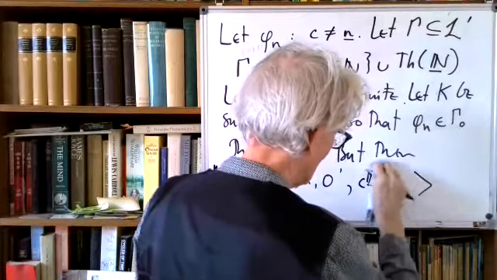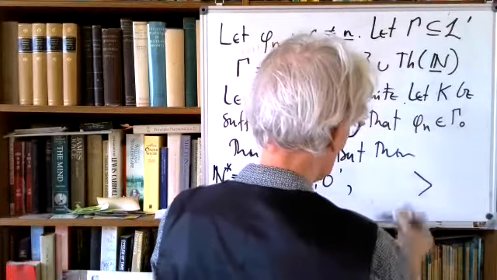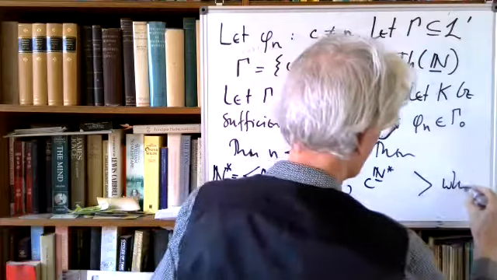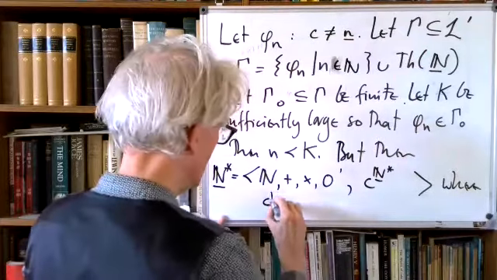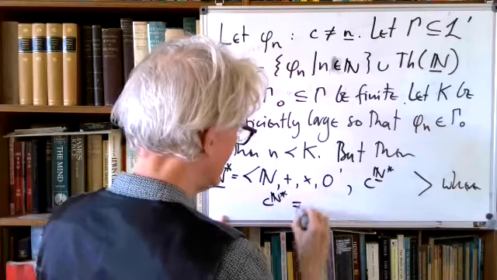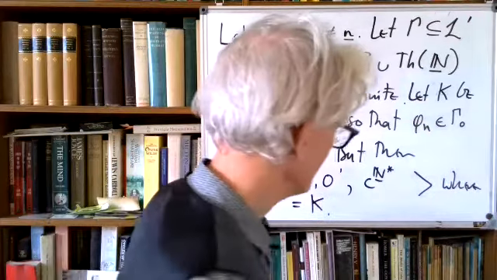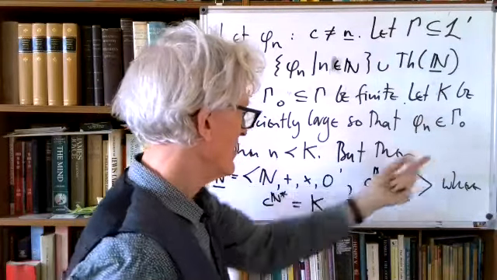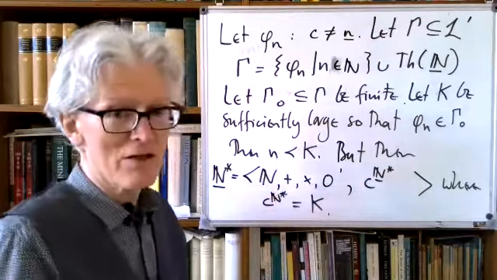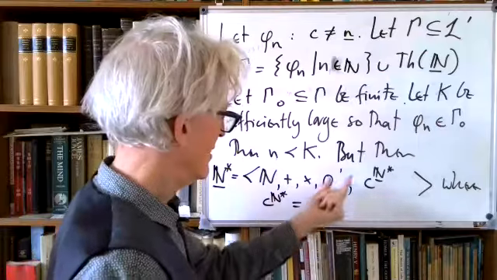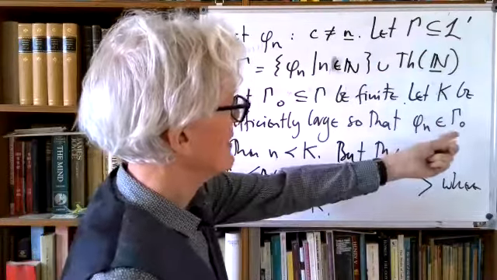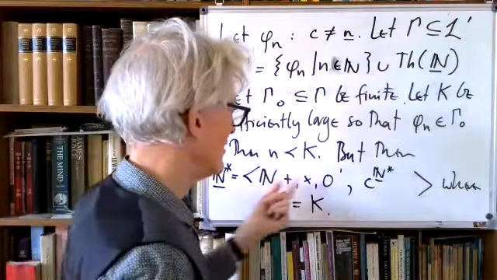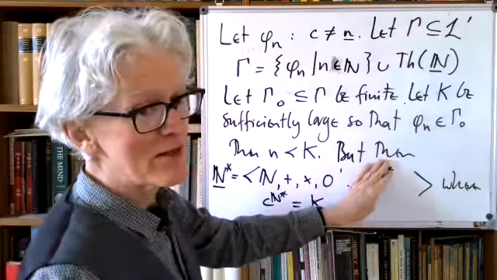This is being a little bit too informal. Let me just do this more properly here. Here will be the interpretation of C in n star: the interpretation of C in n star is k. And now everything that's there in gamma 0 is true in this structure here. Right? So what's in gamma 0? Some of the truths of arithmetic, finitely many. Well, they're true here, even without mentioning what that is.